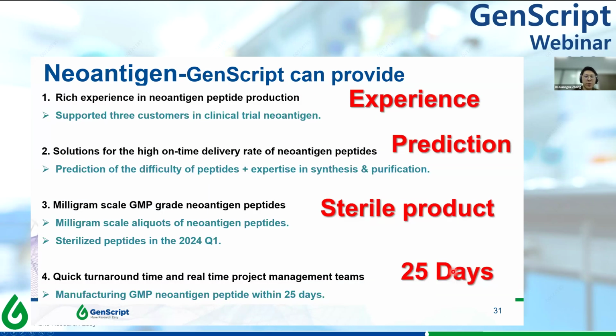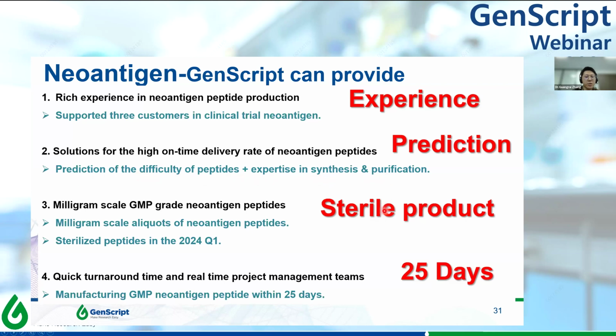Also, as a brief summary, for neoantigen peptides, why choose GenScript? First, we have the experience. We've already supported 3 customers in clinical trials of neoantigen, and all of them have passed IND in China. This number accounts for more than half of the neoantigen peptide projects that have passed IND in China. And then we can give you prediction. We can predict the difficulty of the peptides for your sequence, and we have the experience in synthesis and purification.